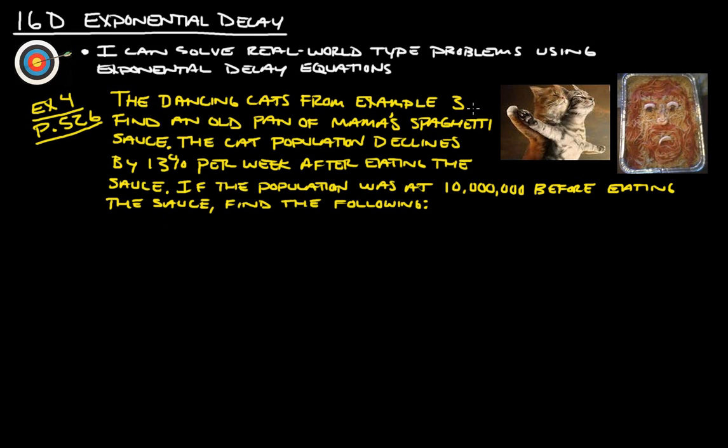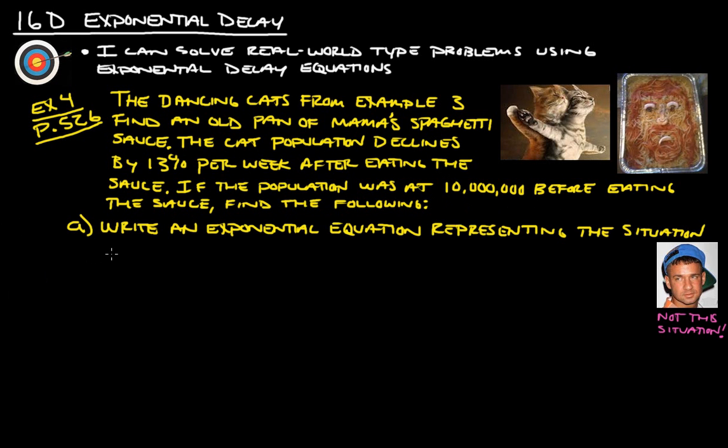The dancing cats from example 3 find an old pan of mama's spaghetti sauce. The cat population declines by 13% per week after eating the sauce. If the population was at 10 million before eating the sauce, find the following. A, write an exponential equation representing the situation. So we're going to write an exponential equation.